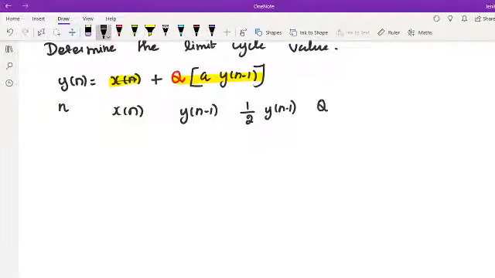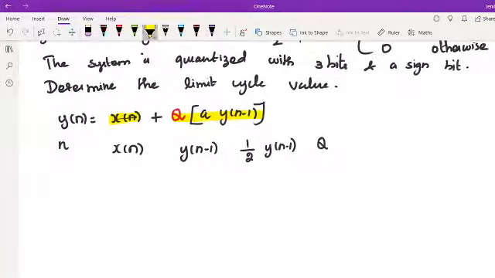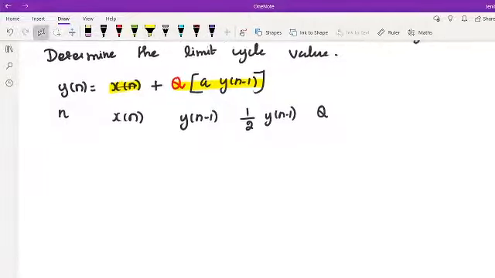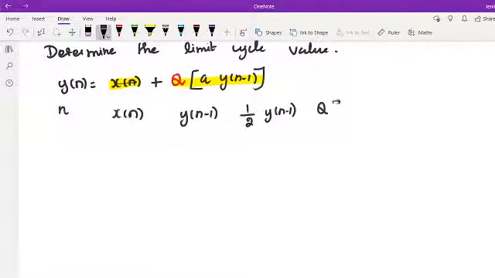So we will check the problem. The quantized bits is 3. So we will verify whether the multiplied answers have only 3 bits. If it is more than 3 bits, we are going to perform the quantization. And finally, we will add this x of n with this quantized value. So I'll get this answer y of n.